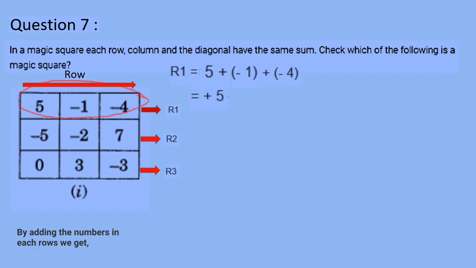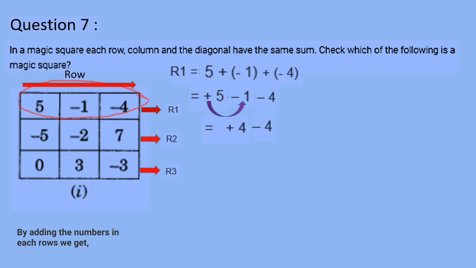Now the next line I will write all the numbers with symbol. Plus into minus is minus, plus into minus is minus. So I got plus 5, minus 1, minus 4. Now I will take first 2 integers. They have different signs, so I will subtract the smaller number from the bigger one. So 5 minus 1 is 4 and symbol of the bigger number is plus. So I will put plus symbol here. Plus 4, then minus 4 remains as it is.